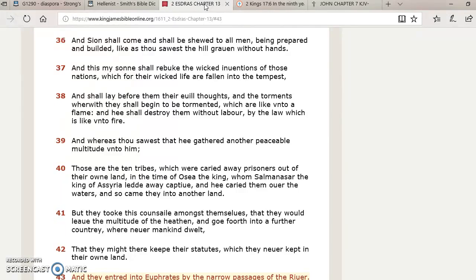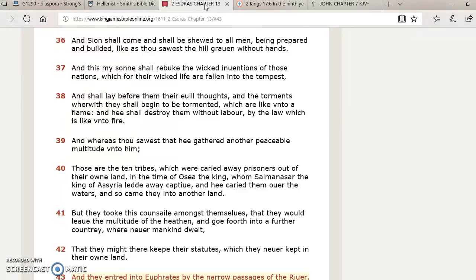Because if you're living amongst other people, you're going to do as other people. And that's just stone cold. That's just it. Okay? "And the torments wherewith they shall begin to be tormented, which are like unto a flame, and he shall destroy them without labor, by the law which is like unto fire." And that's talking about these Christian Gentiles that aren't part of the church, and they're tormented by our words.